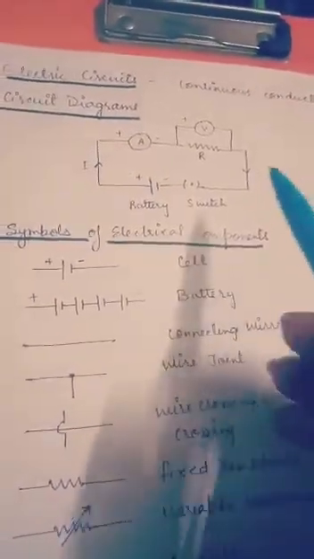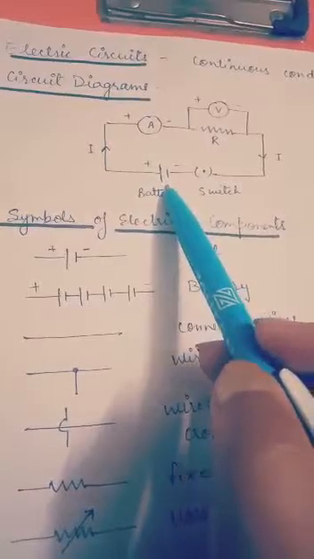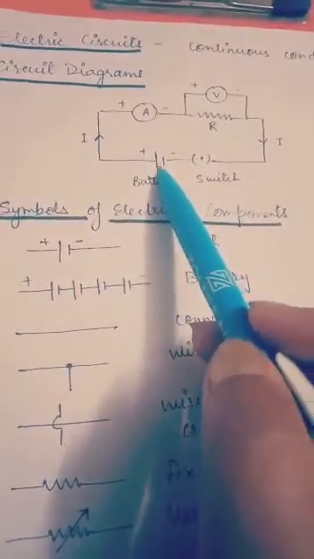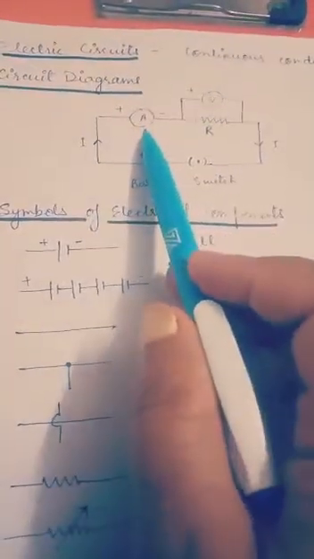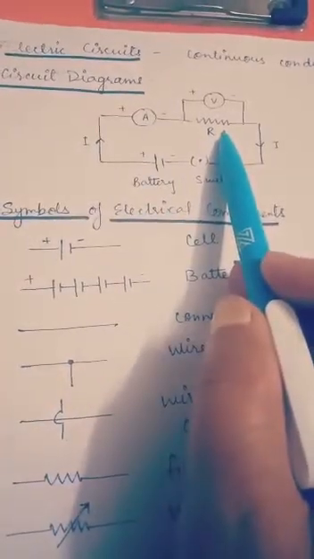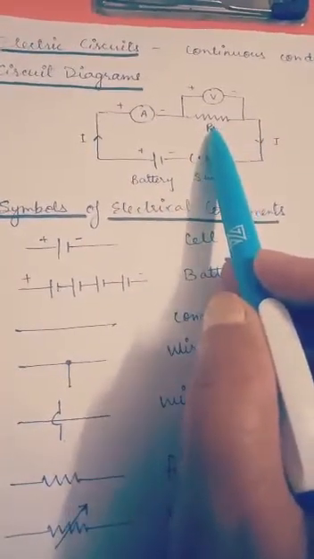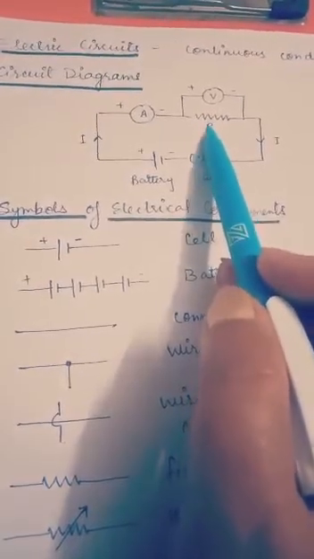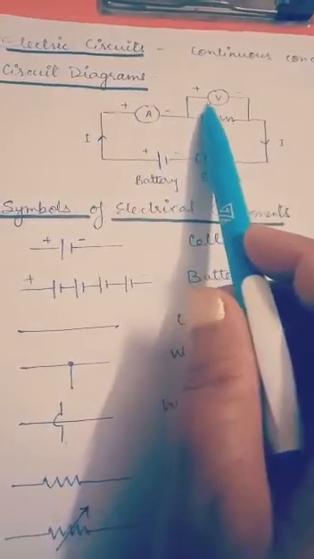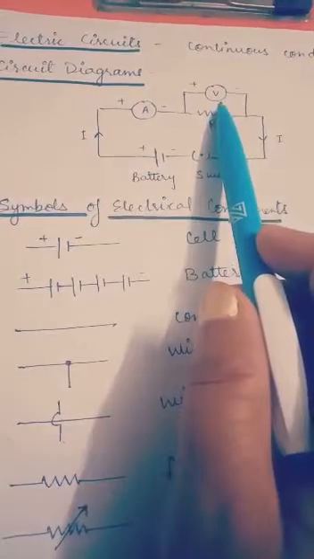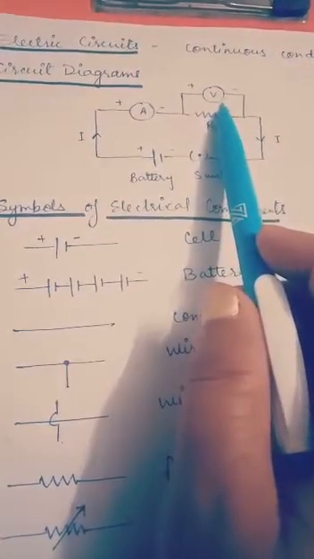Now we are coming to the circuit diagram. See, I have a battery over here. The positive terminal, the negative terminal of the battery. I have connected an ammeter in series to the circuit, and a resistor. It can be anything, a bulb, a fan, or any other kind of load. Over here with this, I have connected a voltmeter in parallel to it. Voltmeter is always connected in parallel to the circuit.